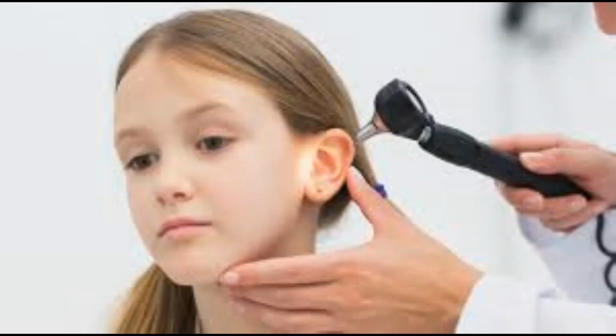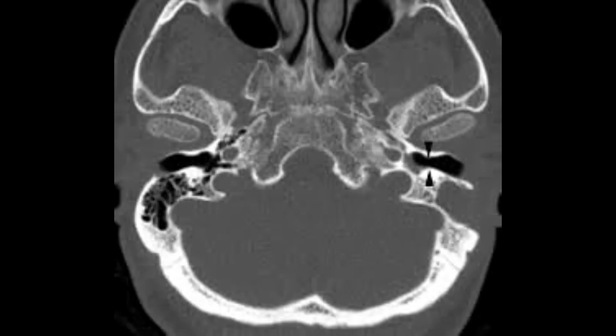Diagnosis. The diagnosis can be made clinically, but the physician can use an otoscope to visualize the auditory canal, and sometimes culture may be required to differentiate whether the cause is bacterial or fungal. The other is a CT scan. It is important to visualize the temporal bone.